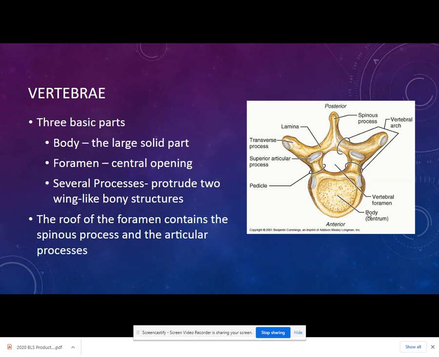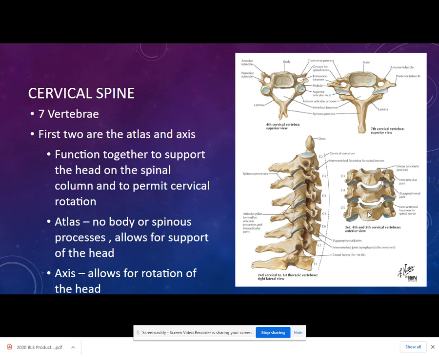So the sides are the pedicles, and the top is the lamina, and then you have the vertebral arch, which is basically the whole thing. Now, depending on the vertebra, cervical, lumbar, or thoracic, they're all going to have different specific components to be able to identify them. Cervical, for instance, there's 7 of them.